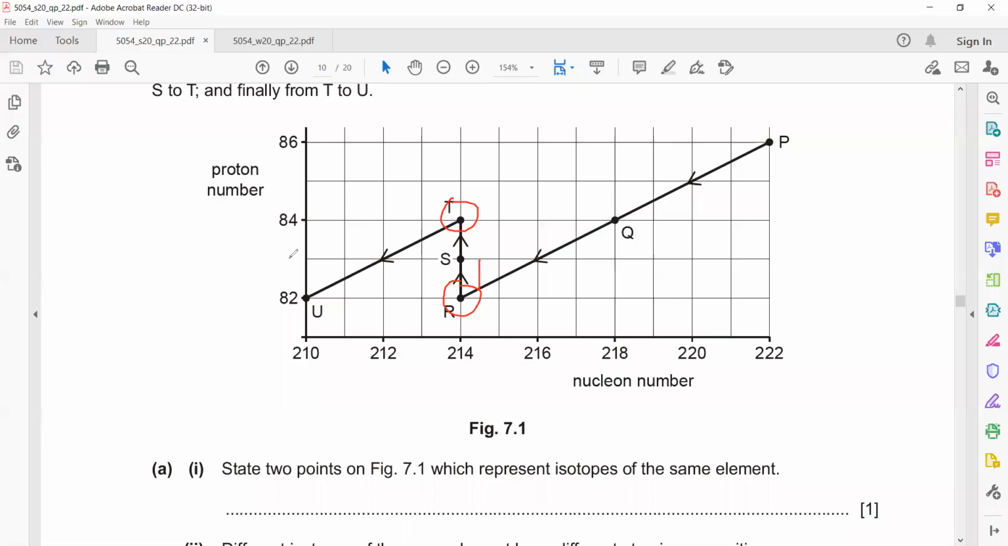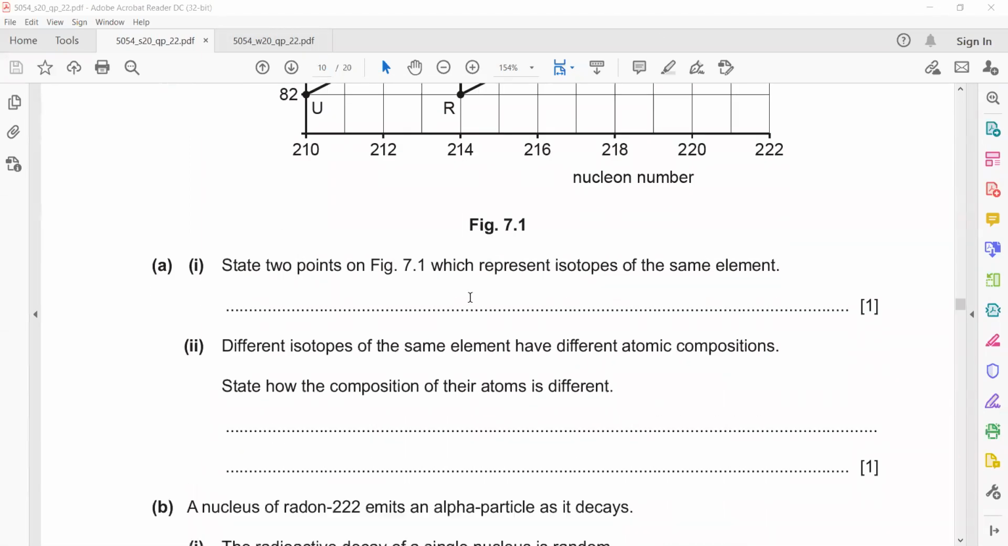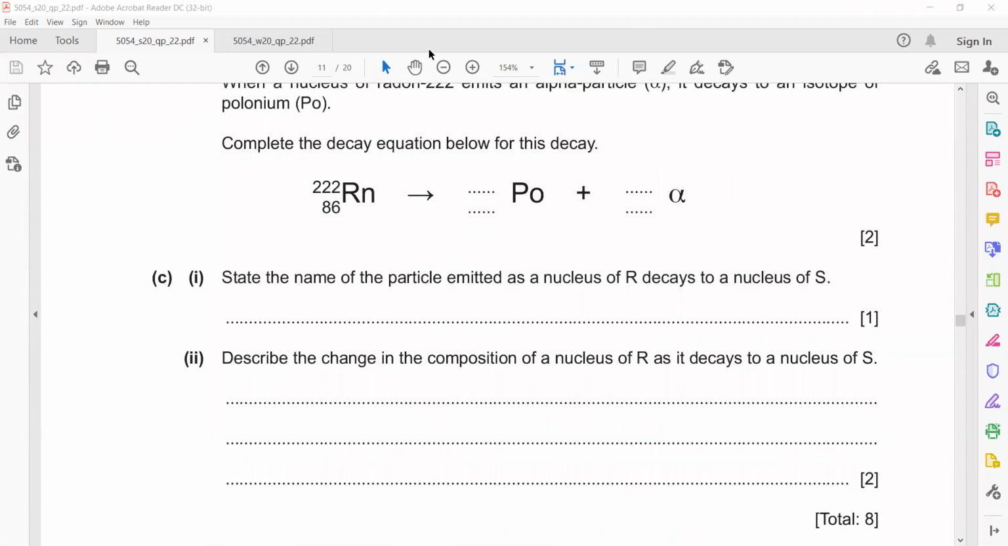So from R to S, this is 83. And whenever there is a beta decay, the general equation for an element that emits a beta particle is that the atomic mass does not change and the atomic number increases by 1. So if R changes to S, the atomic number is increased by 1. So you will mention here that a beta decay occurs. And describe the change in composition when beta decay occurs: the neutron number decreases and the proton number increases. And this electron is released as a beta particle.